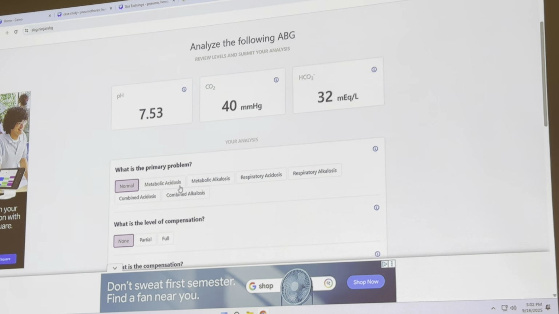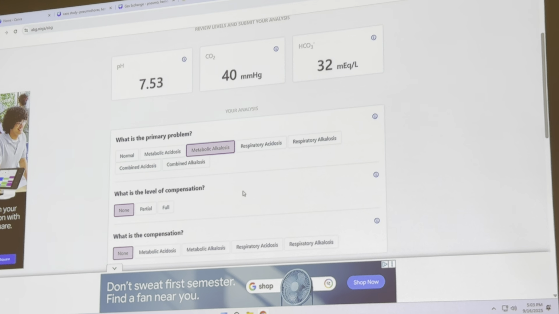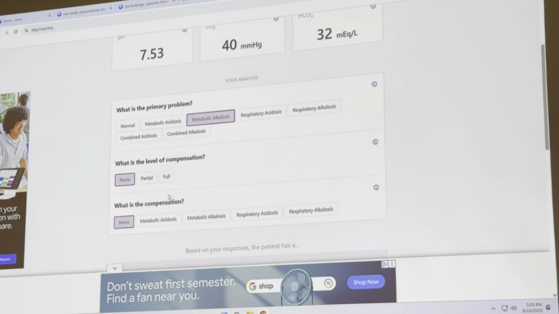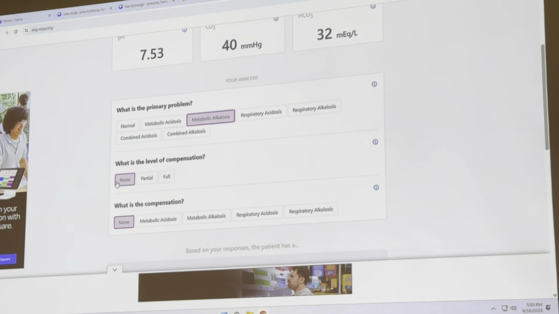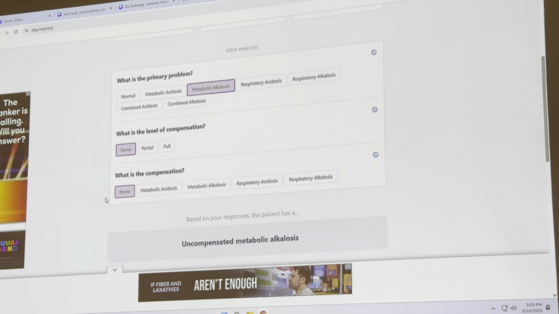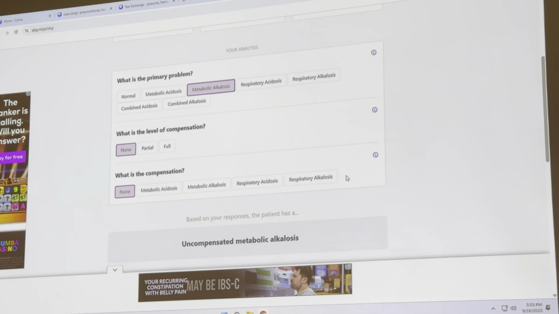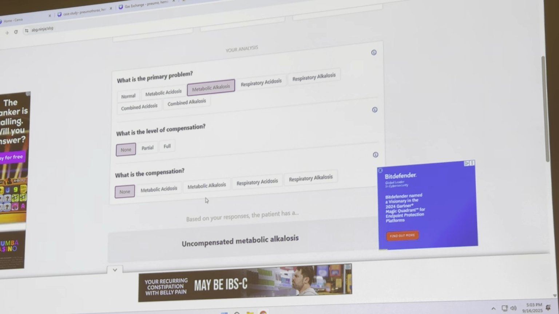So pH 7.53, CO2 of 40, that's going to be a little bit off, and then bicarb is 32, so that's metabolic alkalosis, right? CO2 is 40, that's normal, so no compensation, right? And then this last one, don't let this one throw you off. We're not getting that advanced with it.